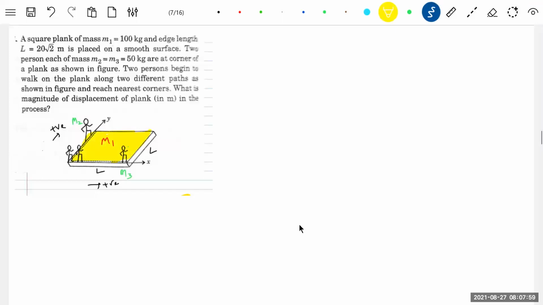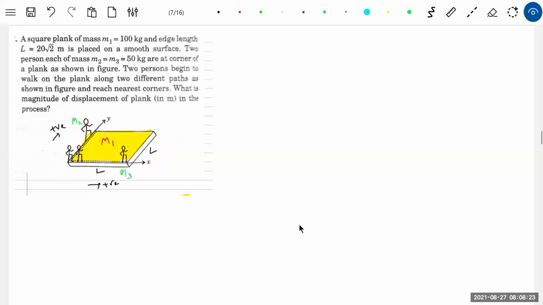Now individually you can assess the motion like a superposition principle. Let M1 be the mass of the plank, this is M2, this is M3. First M2 will walk. It will give a displacement of the plank like this. Then M3 will walk, then you'll have another displacement. When both walk simultaneously, what to do? Take the superposition principle.